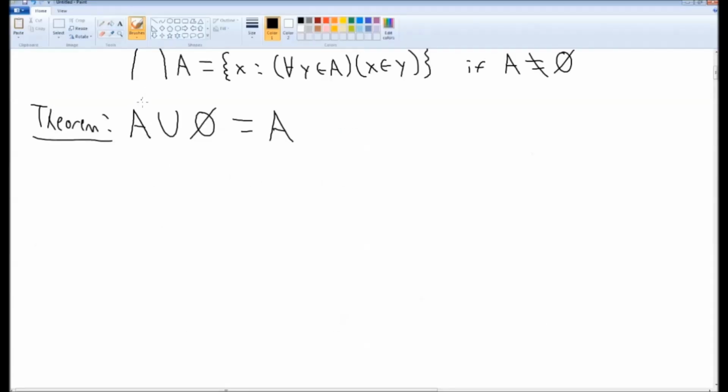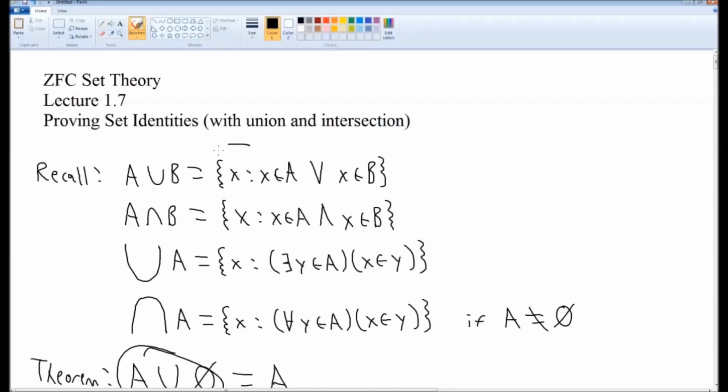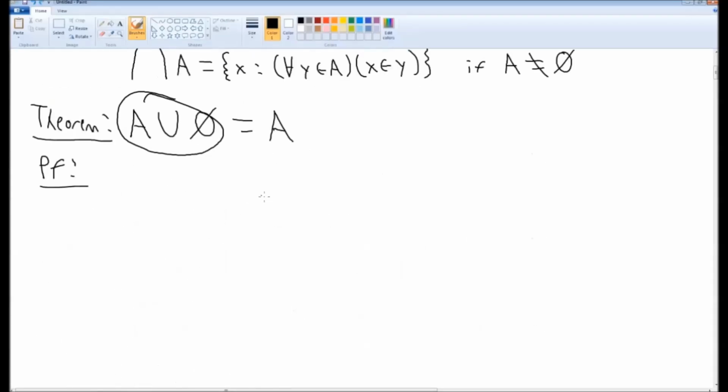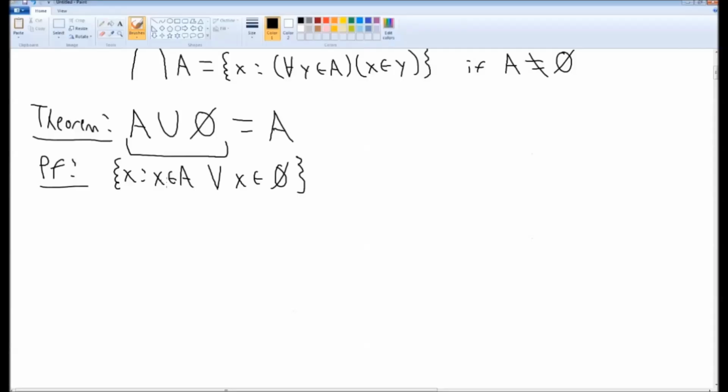Here's our first theorem. If you take the union of any set with the empty set, you just get the set. And why is that true? Well, if you remember the definition of union, it's the set of things in A or B. So this is the set of X such that X is an element of A or X is an element of the empty set.